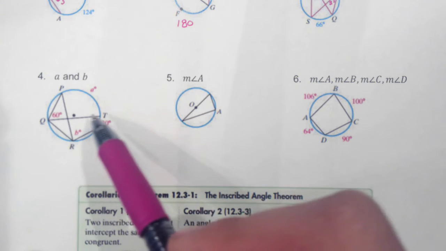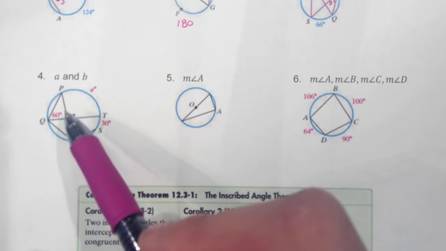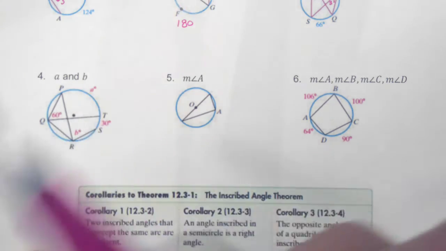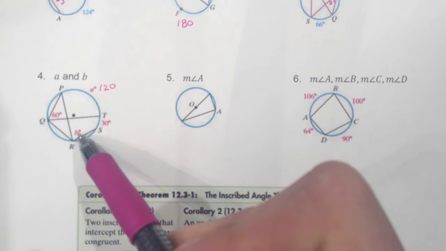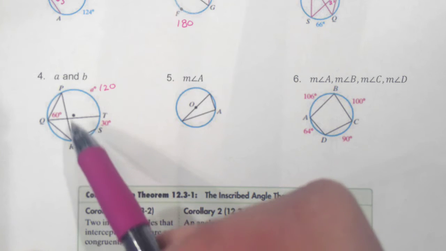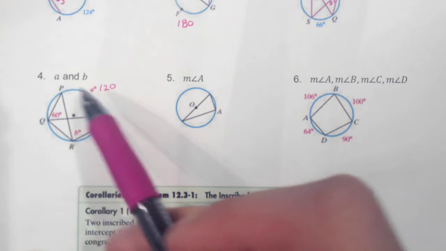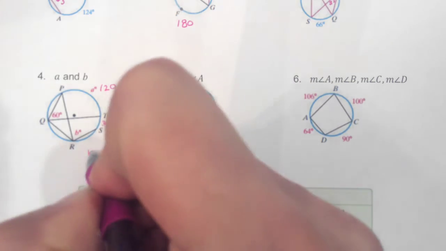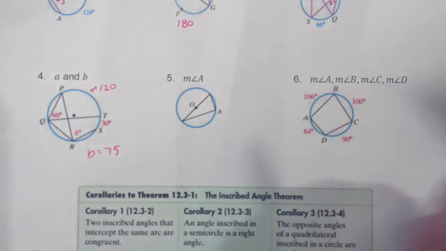That 60-degree angle makes that arc. Remember, the angle is half the arc, so the arc would be twice the angle. So A would be 120. And then to get B, B's angle intercepts this whole arc. That whole arc together would be 150, so the angle is exactly half that. B would be 75.